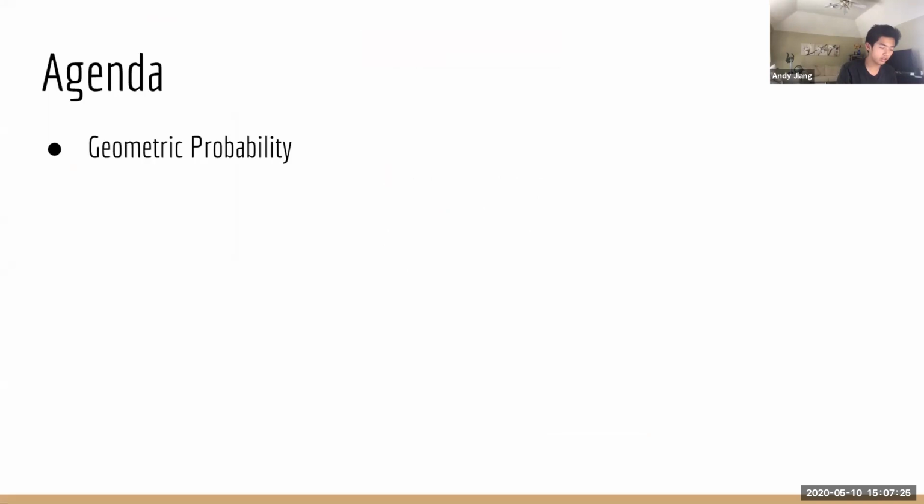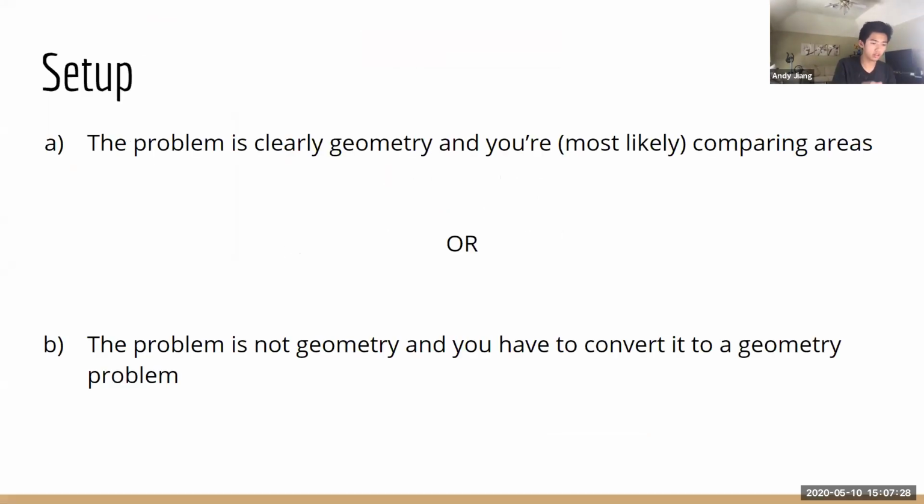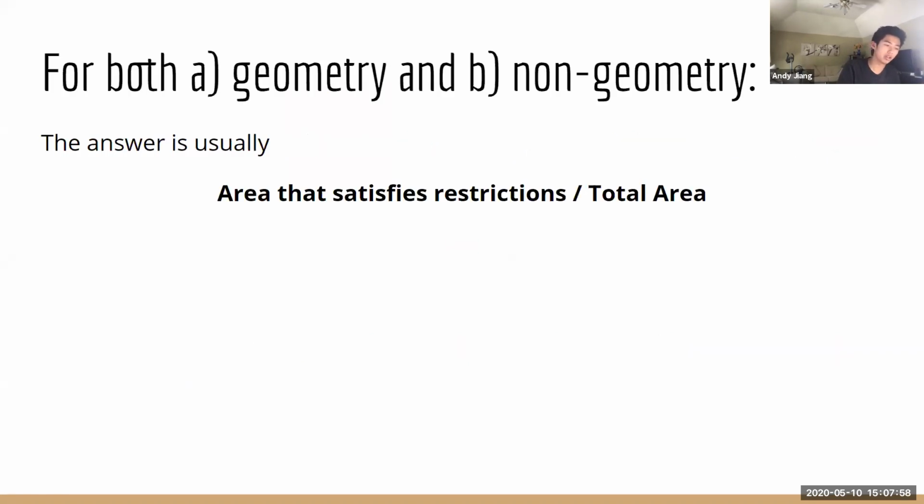All right, so our agenda, that's all we're doing today. There's not much to talk about for this. The best way to learn it is to do problems, so I have a lot of those. And there's two cases that you'll see. One is that the problem is clearly geometry, and you're most likely comparing the areas. So you're looking for the area of what's good, and then divide that by the area of the total region you're looking across. And the other case is where you have to convert a non-geometry problem into a geometry problem. So for both, it's usually good area over total area, the same way that probability is what you're looking for over the total.